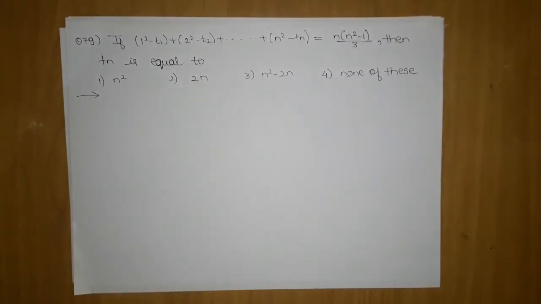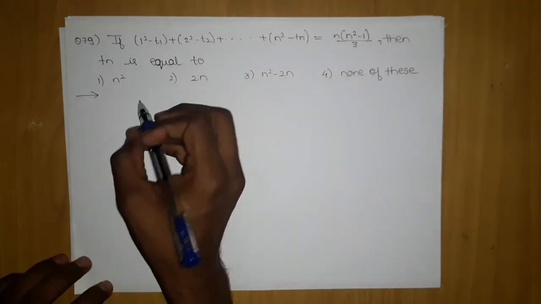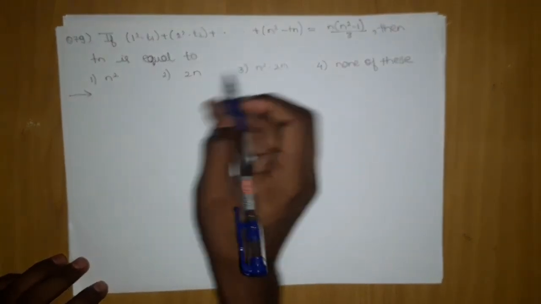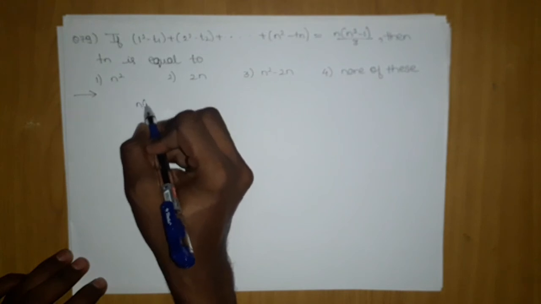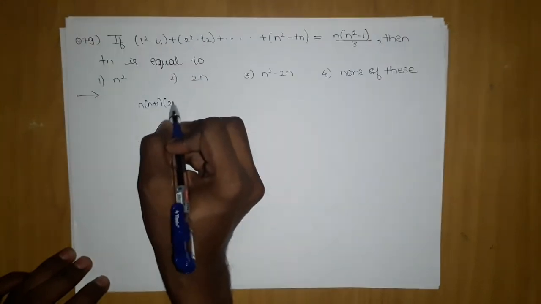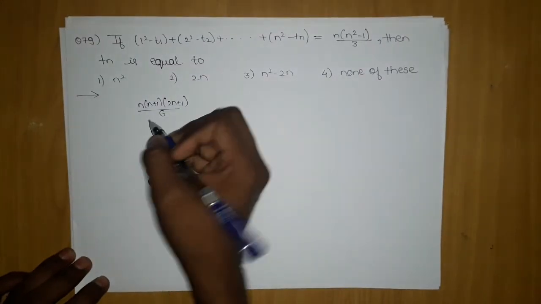Okay, now let's move forward to the next question. The next question is a very simple question, which is this: if 1 square minus t1 plus 2 square minus t2 and so on till n square minus tn is equal to n into (n square minus 1) by 3, then tn is equal to what? We want to find the tn. Now since 1 square plus till n square, we can write that n into n plus 1 into 2n plus 1 by 6, by separating them.